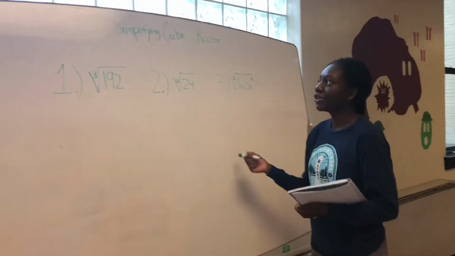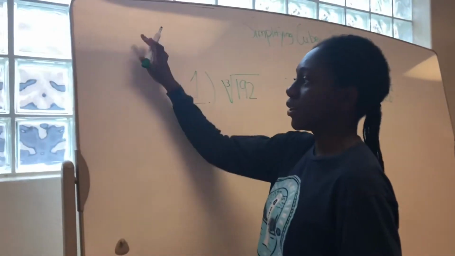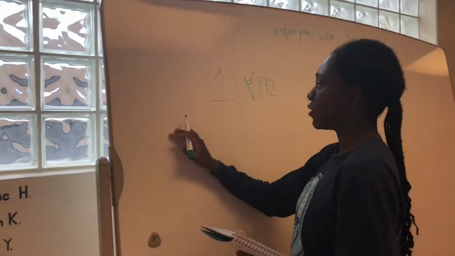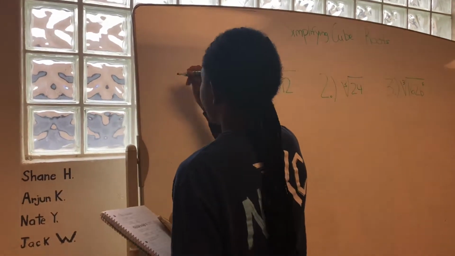So the next thing we're going to be doing is simplifying cube roots, which is a bit similar. We're going to end up doing a cube root chart over here, but of course instead of square root it's cube root.